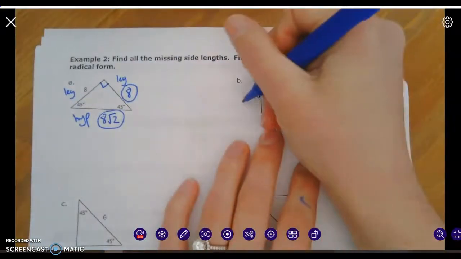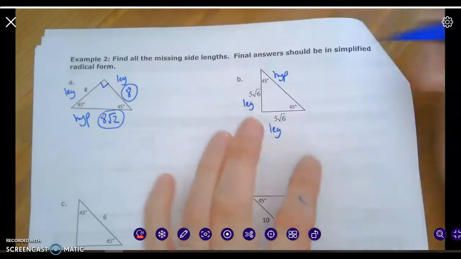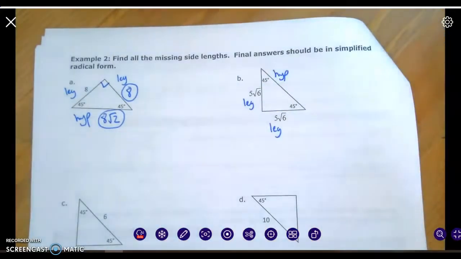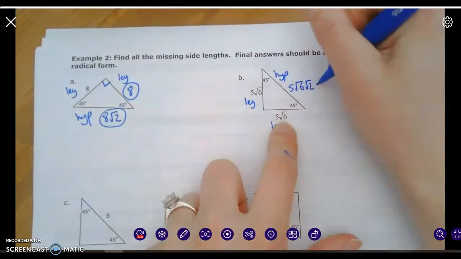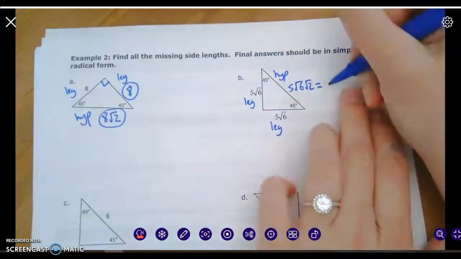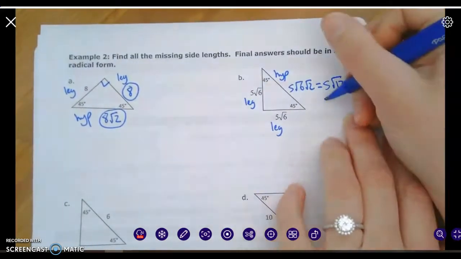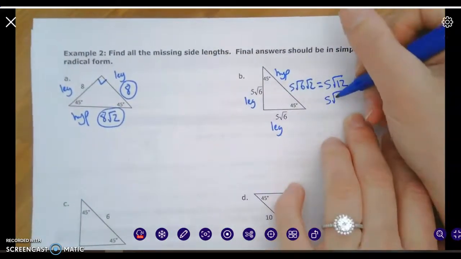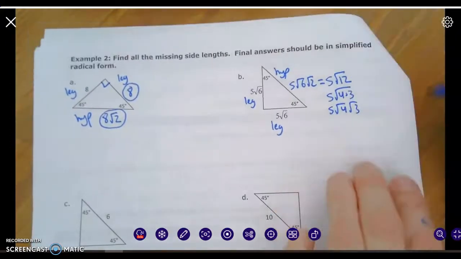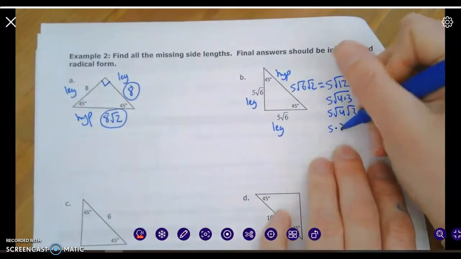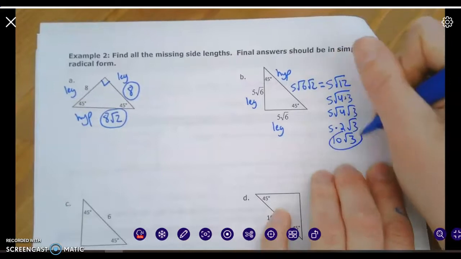Okay, for B, we have both legs already, so we're looking for the hypotenuse. We take the length of the leg, 5 square root of 6, and multiply by the square root of 2. Multiplying that together, we get 5 square root of 12. Change that to 4 times 3, so we get 5 times 2 times square root of 3, so 10 square root of 3.